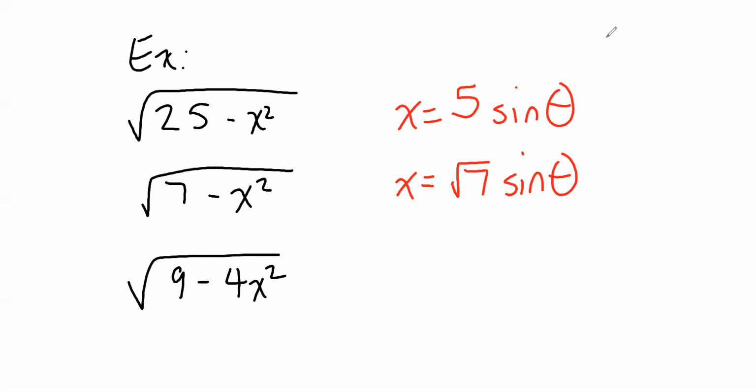So even if the number on the left side of the subtraction is not a perfect square, this substitution will work. You just have to unsquare that number. And if you're lucky, it will unsquare cleanly, like 25 unsquares into 5. But if it's not a perfect square like 7, just slap a square root over it.